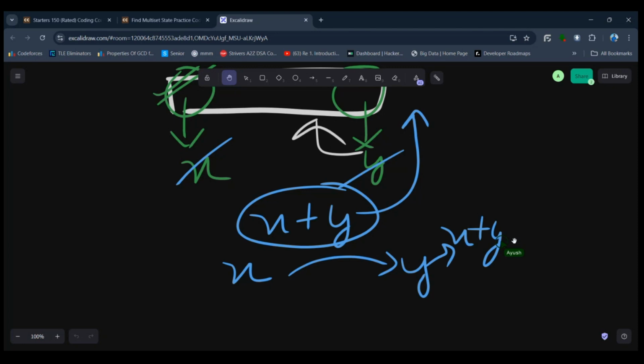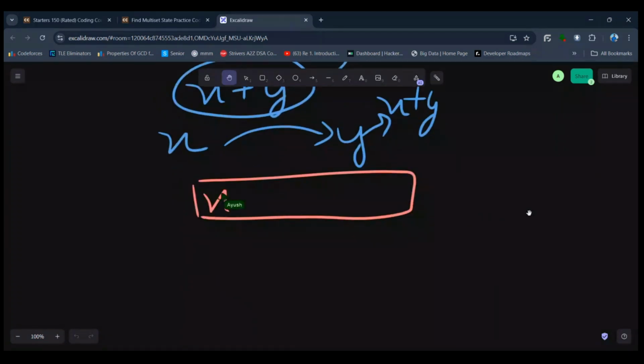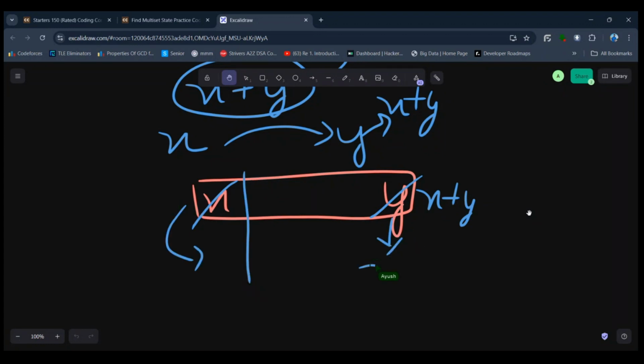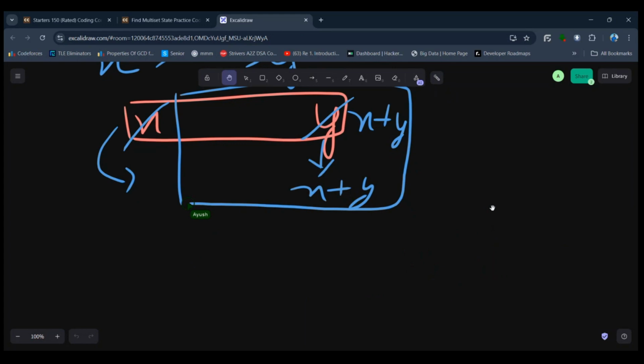Yes or no? What I'm trying to say is, consider this is my array, and X is the minimum element, Y is the maximum element. The operation asks me to delete X and Y and append X plus Y, right? What I'm saying is it is as good as you delete X and change Y to X plus Y. Aren't both operations the same? Yes, sir. Did you get this?